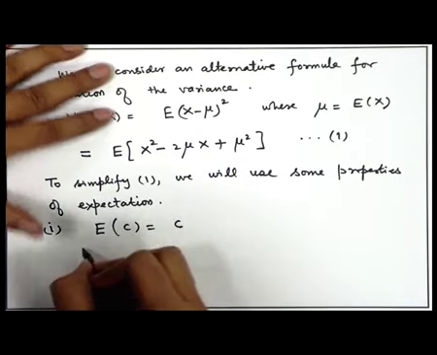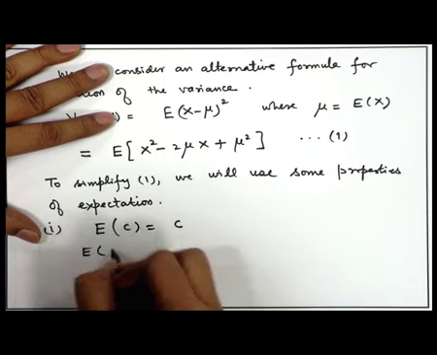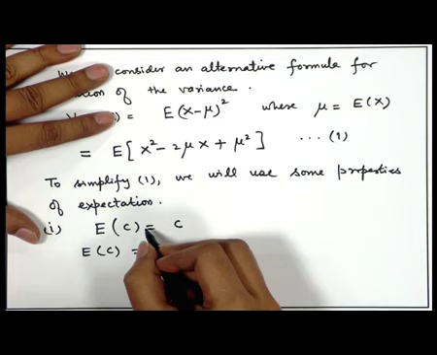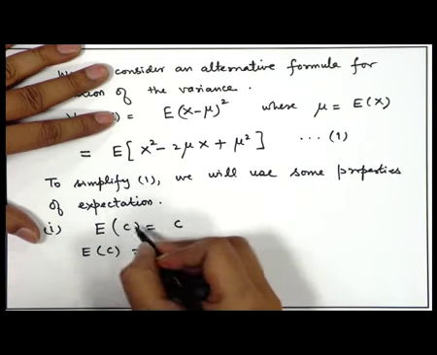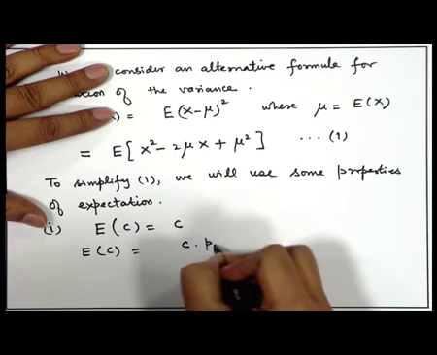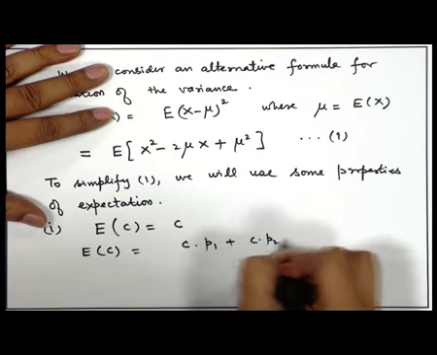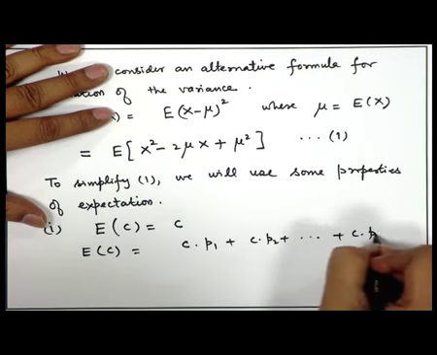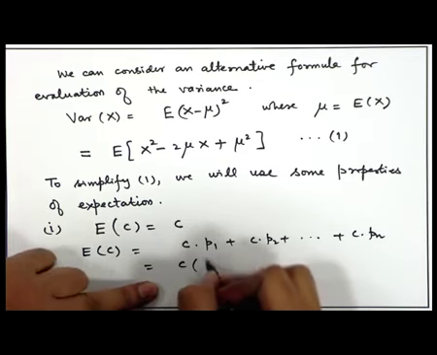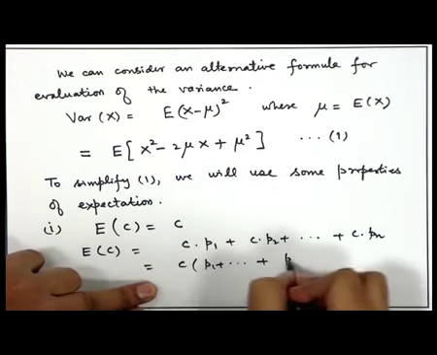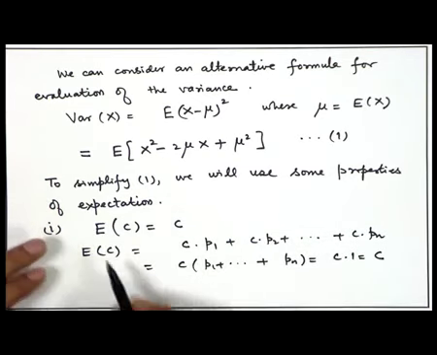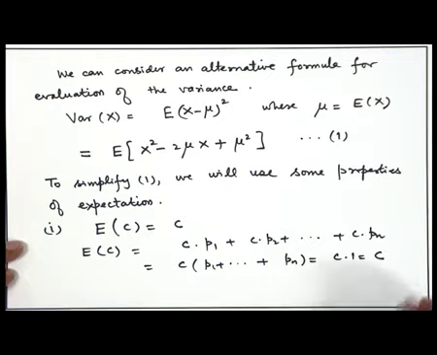Okay. This is simple to see because expectation of C, you can say the value multiplied by the probability. So, here whatever be the value of random variable x, suppose the random variable is taking these probabilities P1, P2 and so on, Pn. So, it becomes C times P1 plus P2 plus Pn, that is equal to C into 1, that is equal to C. So, expectation of a constant is the same constant.